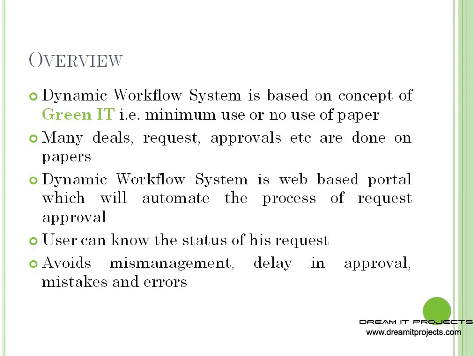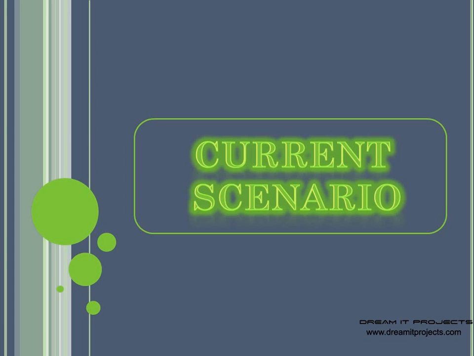Again, in the case of a paper application, once the user has submitted the application, he is not aware of the status: where it's pending, and with whom it's pending. But with the dynamic workflow system, the user can know the status at any point of time. Again, it will avoid mismanagement, delay in approval, mistakes and errors. Since this process will be automated, the mistakes and the delay will be reduced to a greater extent.